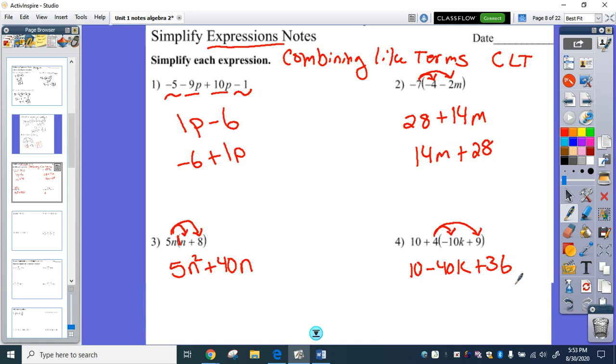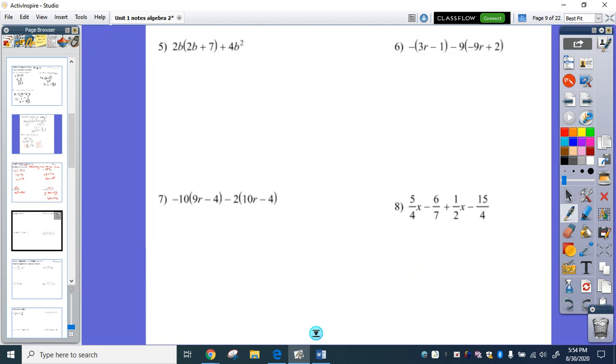Now, we're not quite done because we have like terms. We have a constant here and a constant here. So there's nothing to combine with the negative 40k, but I can combine the 10 and 36 to be 46. A few more problems and then we're all done for the day.